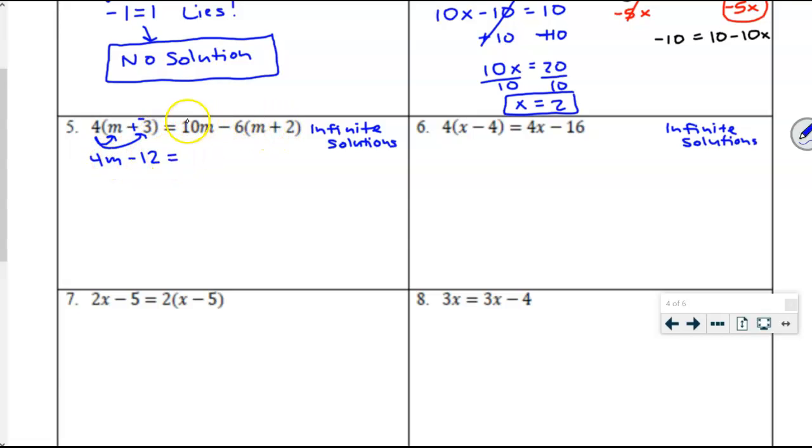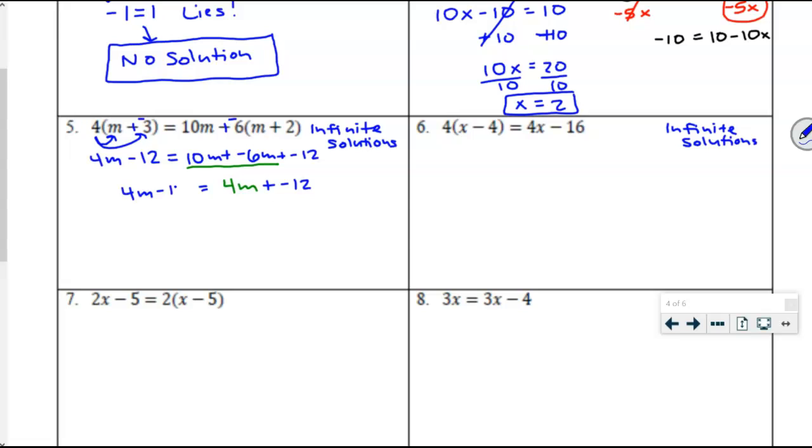This next one, it's really a good idea if you do change that, because it's not just 6 groups of m and 6 groups of 2, it's negative 6 groups of m and negative 6 groups of 2. So I have 10m plus a negative 6m. Negative 6 groups of 2 is plus a negative 12. So when I'm combining my like terms on this right-hand side, I have 10m plus a negative 6m simplifies to 4m. So I have 4m plus a negative 12, which is equal to, on the other side, 4m minus 12.